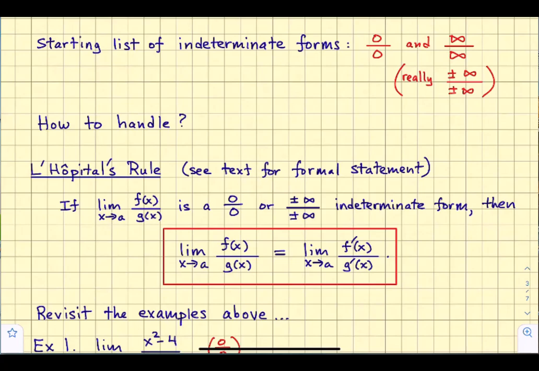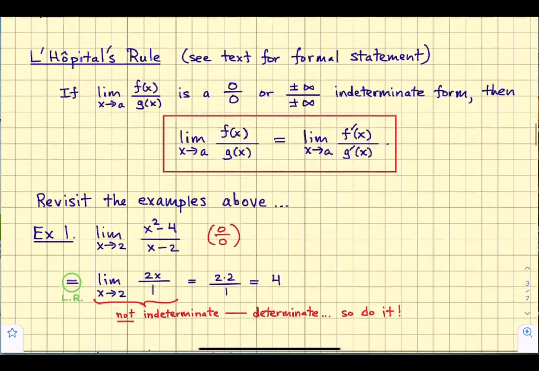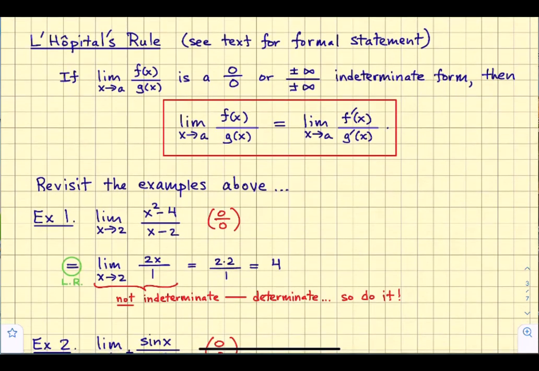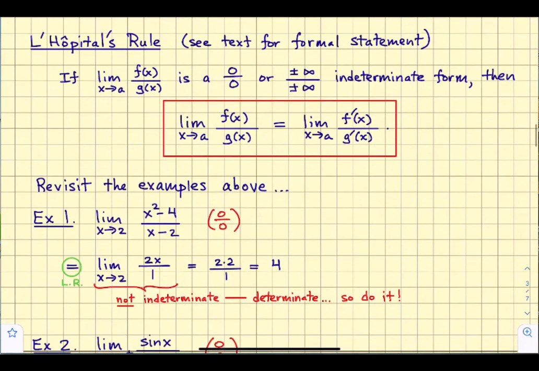So secondly, how do we handle indeterminate forms? And the answer is something called L'Hopital's rule. So it's pronounced L'Hopital's, it's not L'Hospital or anything like that. It's L'Hopital's rule, and it's written in different ways. Sometimes it's written like this, sometimes it's written with an S, but it's a French mathematician named L'Hopital.